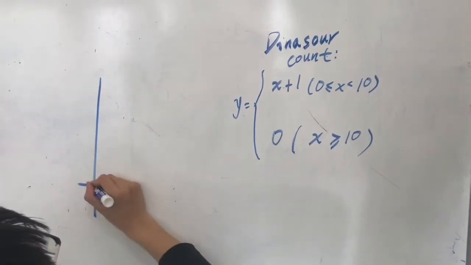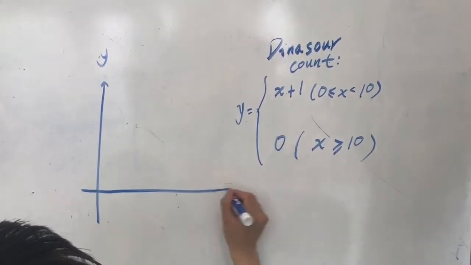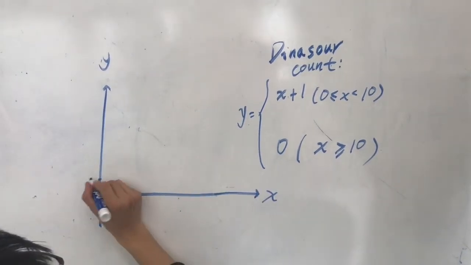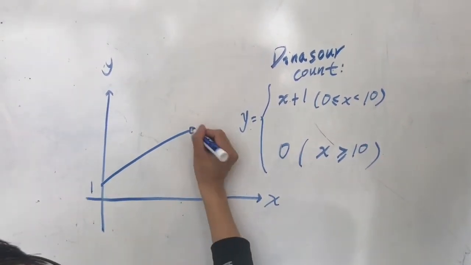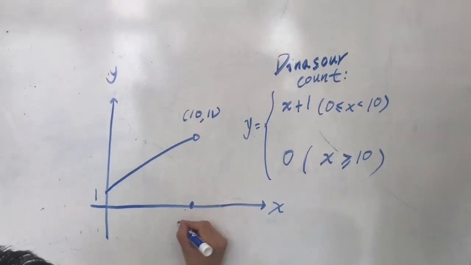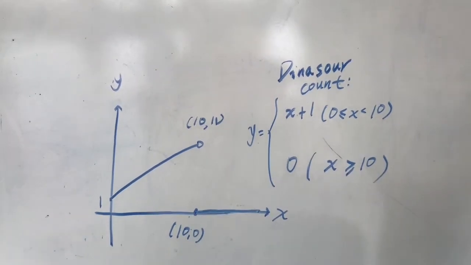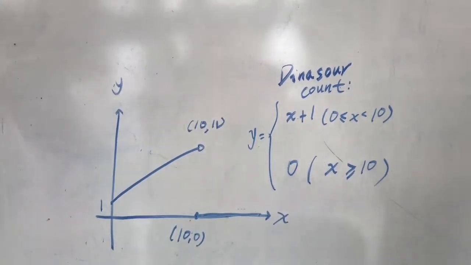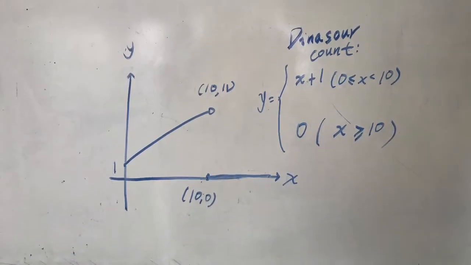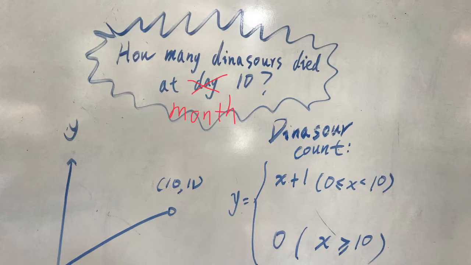So let's graph this. At the beginning of the 10th month, when the 11th dinosaur is coming out, the meteor lands and kills all the dinosaurs. When we're counting the number, there are already only 0 dinosaurs left, so the value of y is 0 when x equals 10. So here comes the $0 question. How many dinosaurs were killed at month 10?